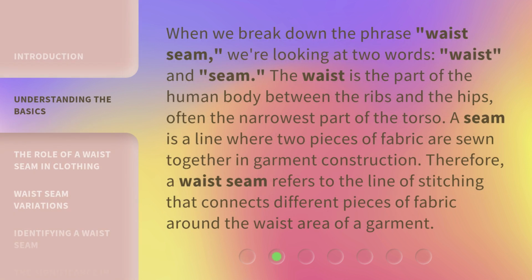When we break down the phrase, waist seam, we're looking at two words, waist and seam. The waist is the part of the human body between the ribs and the hips, often the narrowest part of the torso. A seam is a line where two pieces of fabric are sewn together in garment construction. Therefore, a waist seam refers to the line of stitching that connects different pieces of fabric around the waist area of a garment.